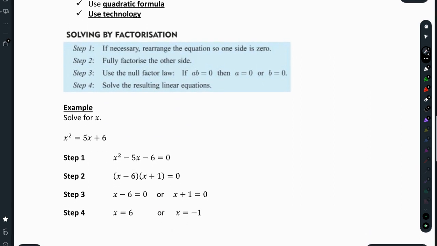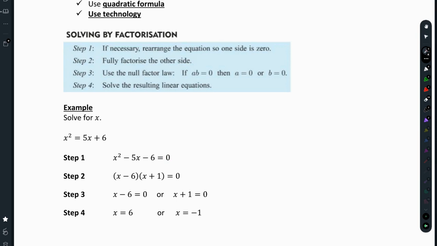So just to remind you how to factor. Step 1, if necessary, rearrange the equation so one side is 0. So if we take a look at this one right here and we look at step 1, we want to move everything to the left. Typically, we move everything to the left so that we end up with a 0 on the right side. Step 2 says fully factorize the other side.